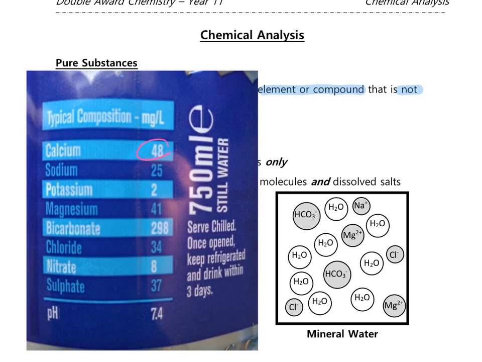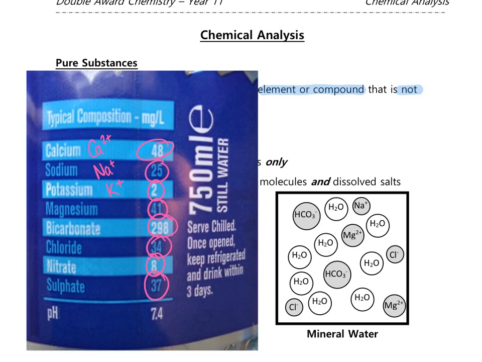So we can see that we have 48 milligrams per litre of calcium ions. That will be Ca2+ ions. And we have 25 milligrams per litre of sodium ions, which will be Na+. 2 milligrams per litre of potassium ions. We've got magnesium ions, bicarbonate ions, chloride ions, nitrate ions, and sulfate ions as well. So you can see all of these ions are mixed in with the water. They're all dissolved in the water, which means they're mixed amongst the water molecules as well.